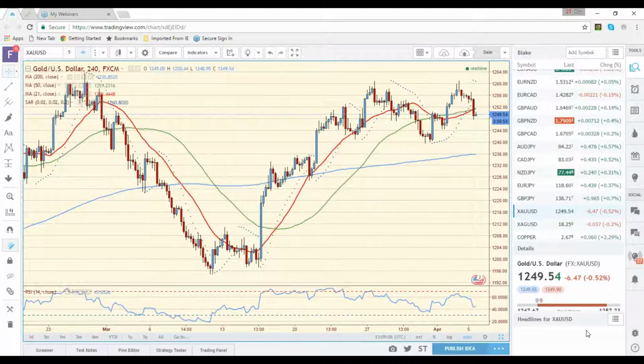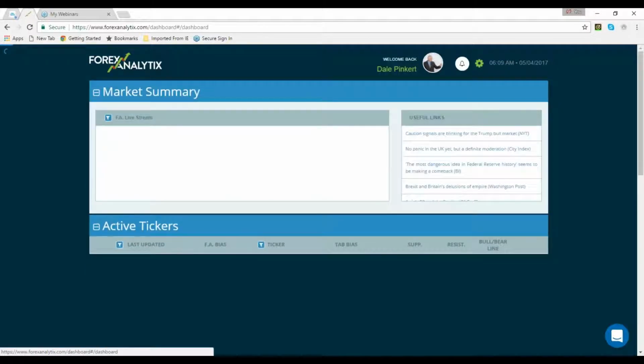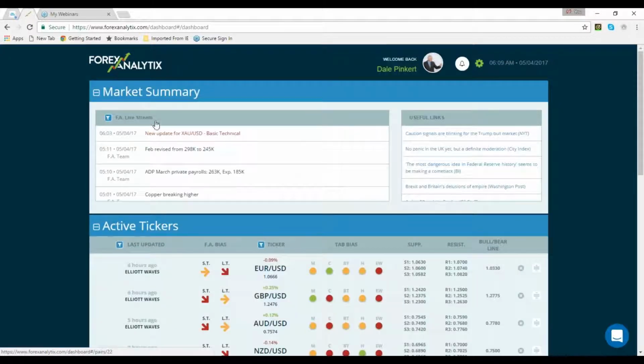Okay, so after you get the alert, you just go to the website, and it's going to be in your FA live stream, and then you just click new update for XAU, and this is basic technical. This is the work that Blake and Steve Volge do.